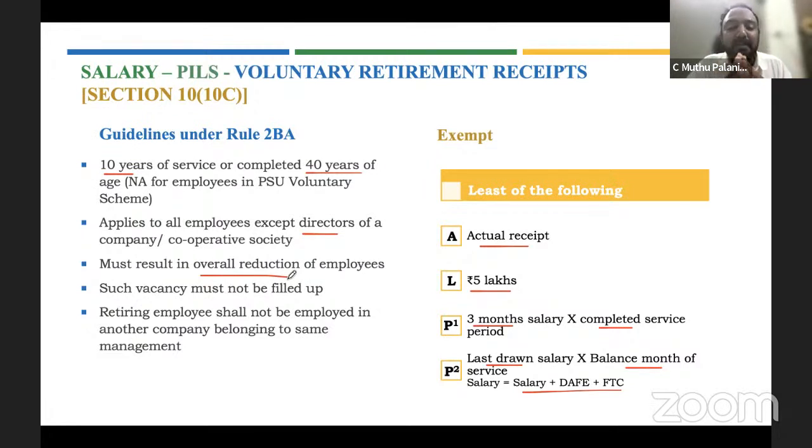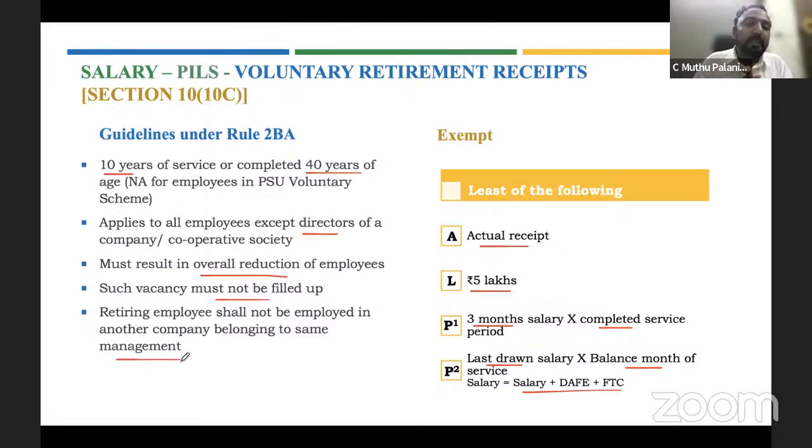Because ultimately the objective of VRS is moving out the old staff and managing with younger staff, there must be an overall reduction and such vacancy must not be filled up. If I'm an accounts manager, when I'm moving out, I should not be replaced with another accounts manager. Same way, I should not be appointed from any other company belonging to the same management.